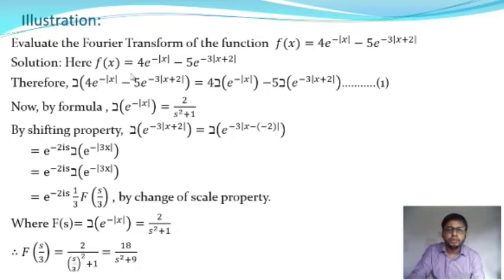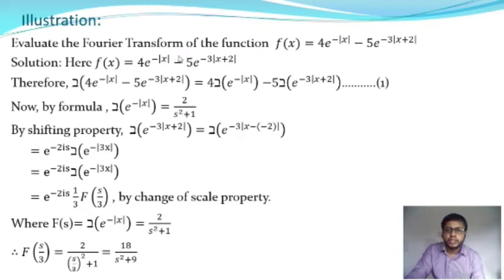And you know there are some important or standard properties of the Fourier transformation. I have already mentioned in the previous class there are some standard formulas for the Fourier transformation of functions, like e to the power minus modulus of x, and e to the power minus x square by 2 as well. So here the function f(x) is equal to 4 into e to the power minus mod x, minus 5 into e to the power minus 3 into mod of x plus 2.